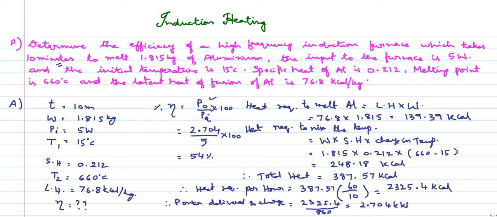So we have done both things correctly, but we have done it in this way. First we converted into heat energy per hour, and then we converted into kilowatt. So this is my output power, and input power has also been given, that is 5 watt. So 2.704 divided by 5 into 100 will come around 54%. Okay, so this is the problem.